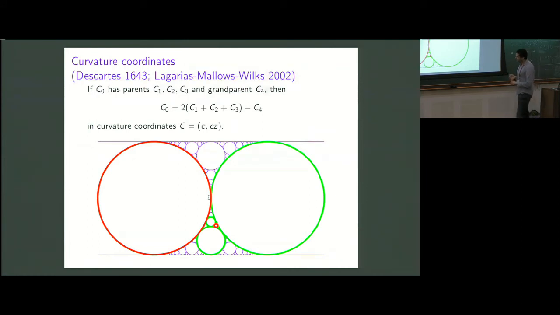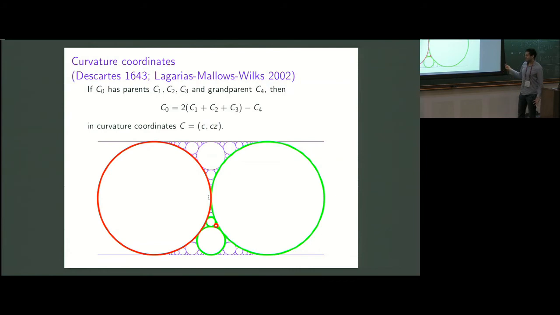Curvature is 1 over the radius, and it's useful to work with curvatures because curvatures are going to be integers. So Descartes' relation says the curvature of the little red guy is twice the sum of the curvatures of the 3 green guys minus the curvature of the big red guy.